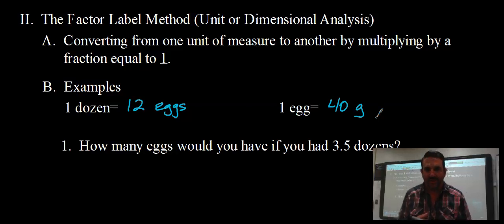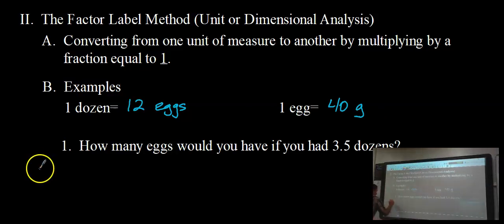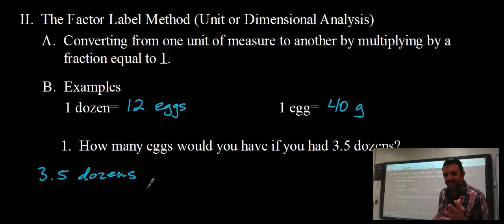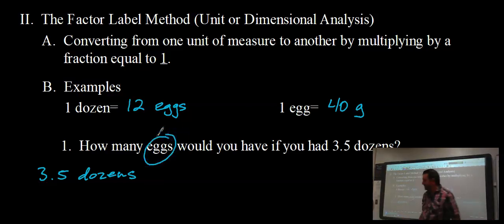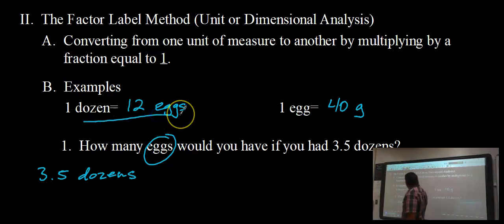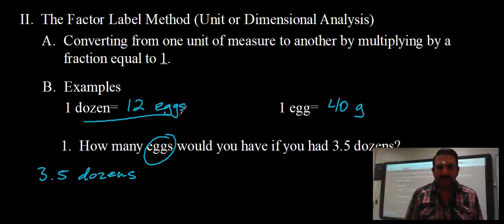So we're going to write 3.5 dozens. And then what are we trying to find? What does the question ask for? So we're given dozens, and we're asked to find eggs. Question, can we convert directly from dozens to eggs? Well, it looks like it. So let's do this. Next to 3.5 dozens, let's draw a conversion factor.